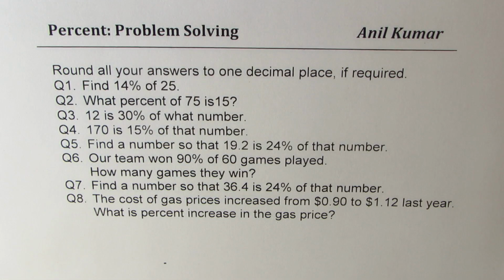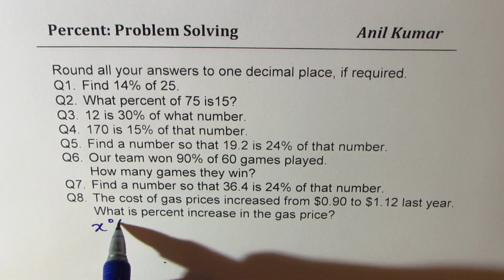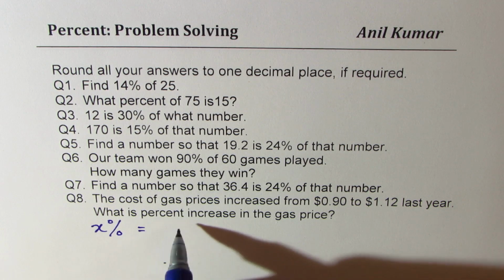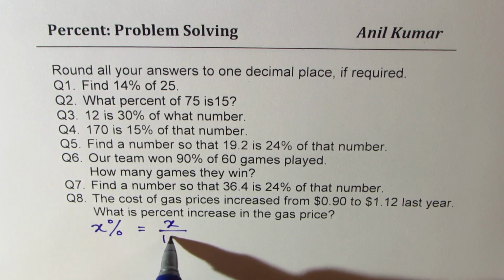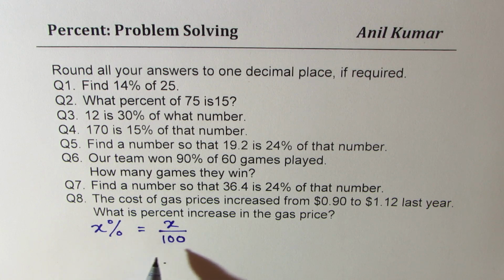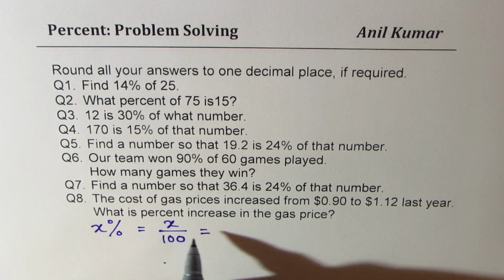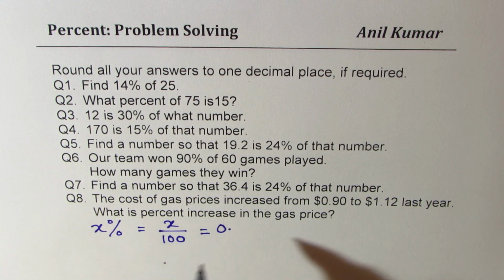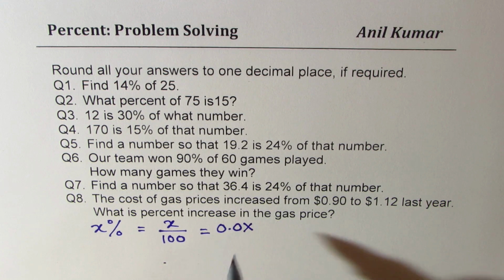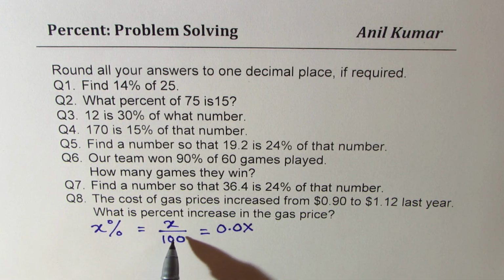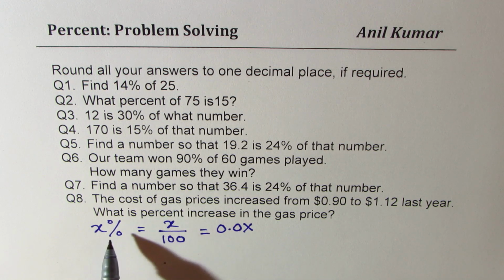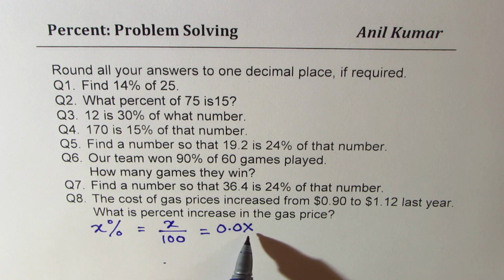Now in percent problems, I'm going to use a very simple technique. When I say X percent, it really means X over 100. So X percent will be replaced by X over 100, correct? At times, I could also write this as 0.0x. Do you see that? When you divide a number by 100, the decimal moves two places. So at times, I could write this as 0.0x.